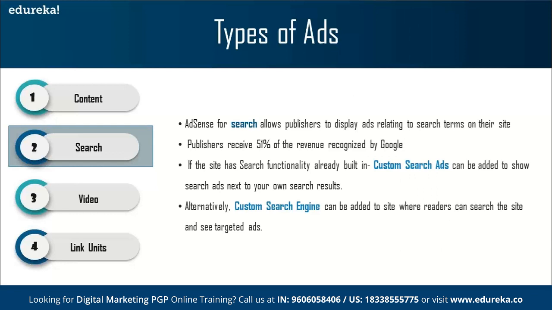Next, let's move to search. This one is pretty easy. This is similar to Google search, but this kind of search is happening inside a website. So basically, AdSense for search allows publishers to display ads relating to search terms on their websites. Let's take an example of a site, for example, Economic Times. Economic Times has thousands and thousands of pages, right? So let's say you want to search for news on some Gujarat flood or something.